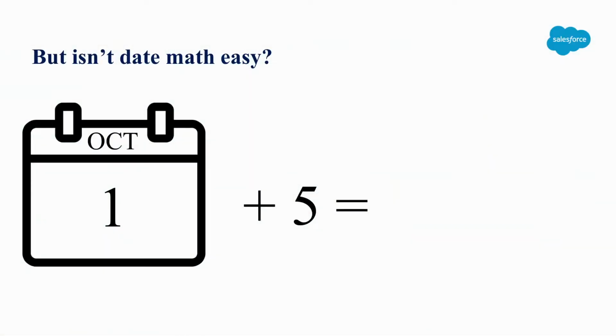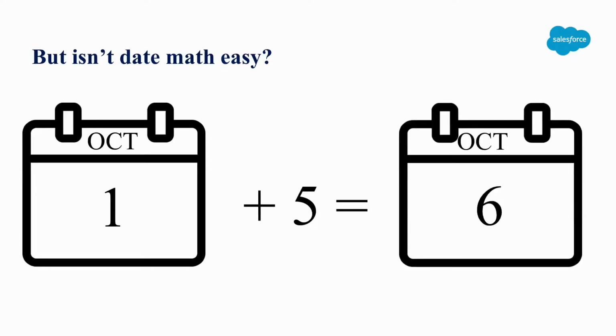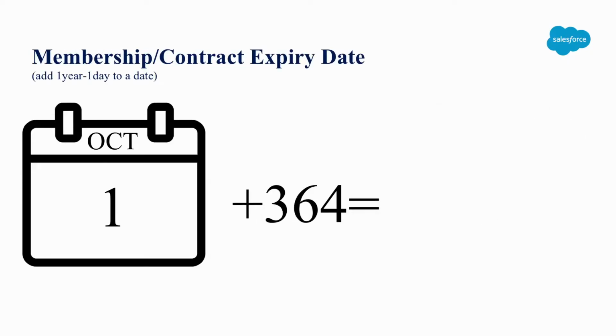All right, so when we come to actually putting these together to do interesting formulas with our dates, people often say, but date math is easy, Beth. Why do we need to worry about this? So if we have October 1st plus 5, we're going to get October 6th, right, as you would expect. However, am I missing one there? No, all right, sorry.